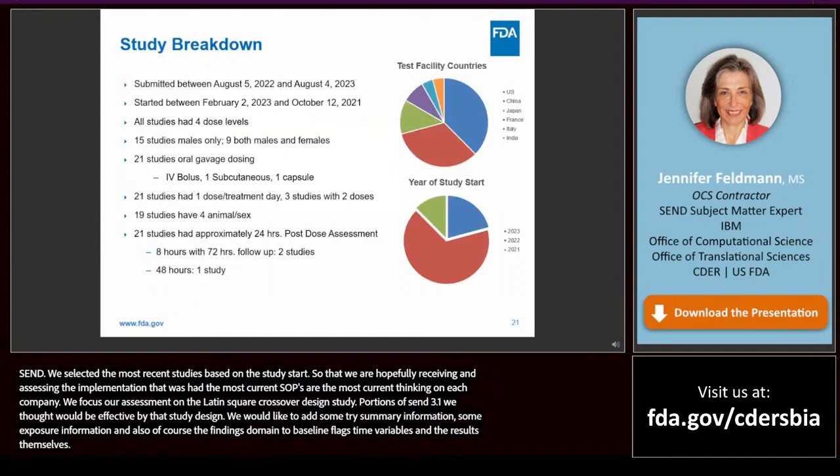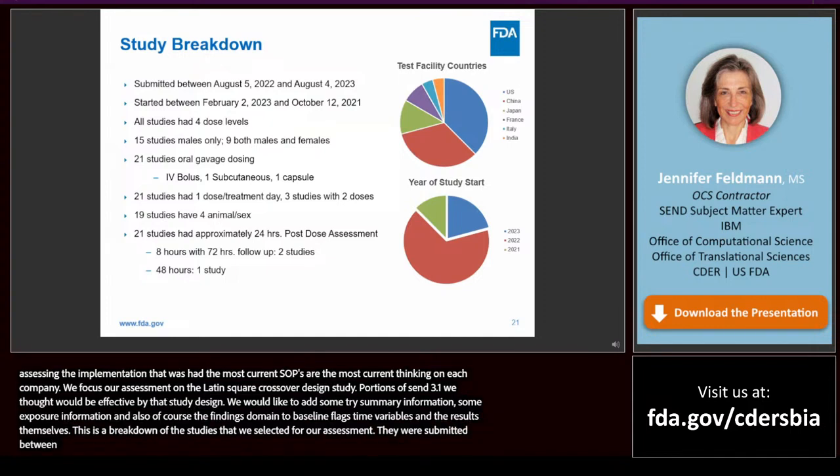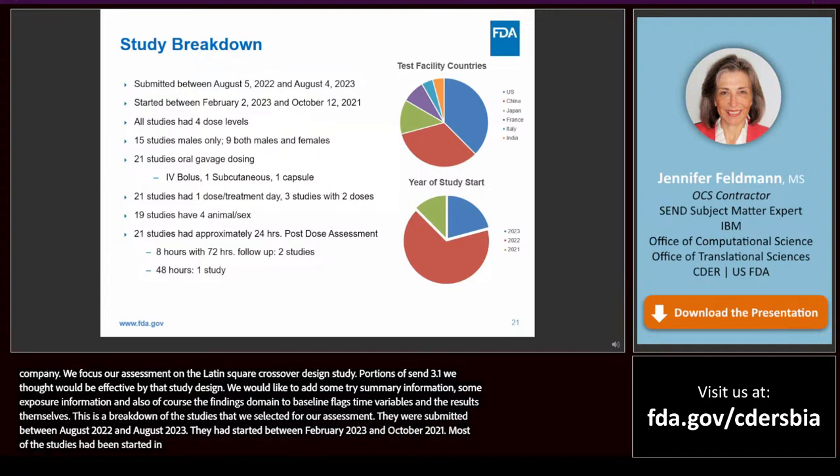So this is the breakdown of the studies that we selected for our assessment. They were submitted between August of 2022 and August of 2023. They had started between February of 2023 and October of 2021. Most of the studies had been started in 2022, as you can see in the chart to the bottom right.